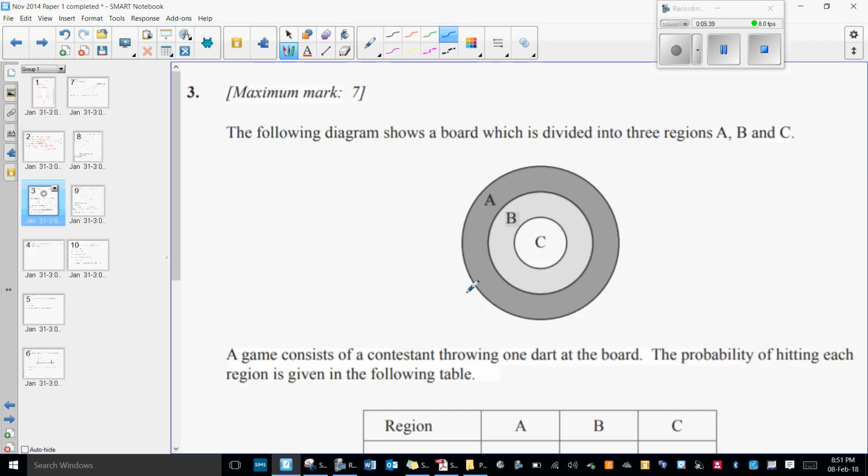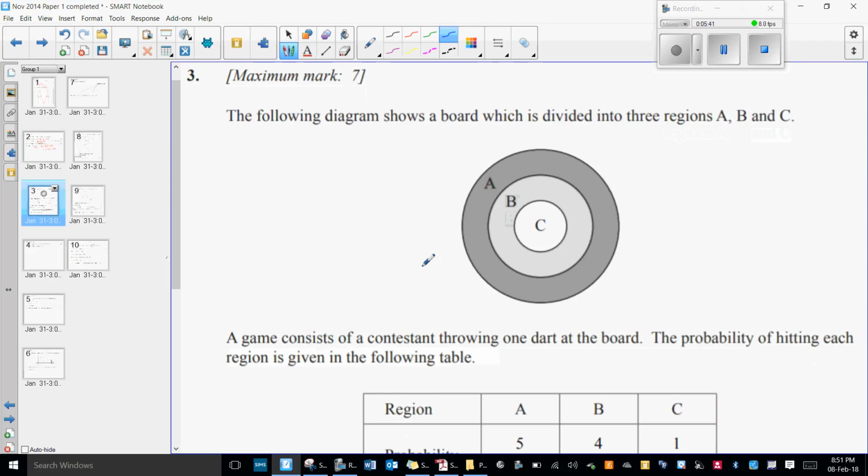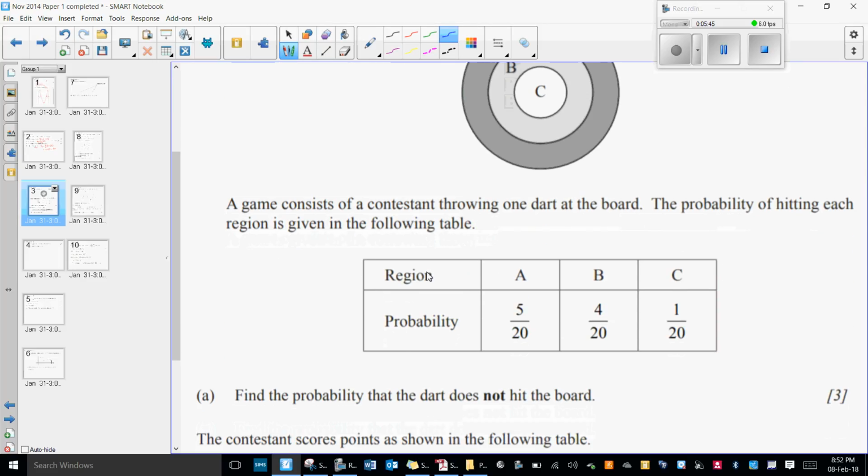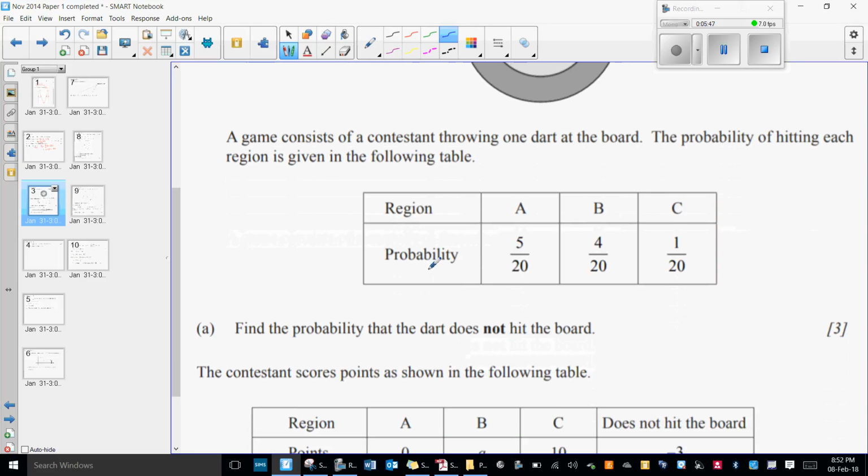The diagram shows the board showing 3 regions. Find the probability it does not hit the board. So we've got 5 20ths, 4 20ths, 1 20th, so it's 5, 9, 10 20ths, so that's 10 over 20. So 1 minus 10 over 20 equals 10 over 20.